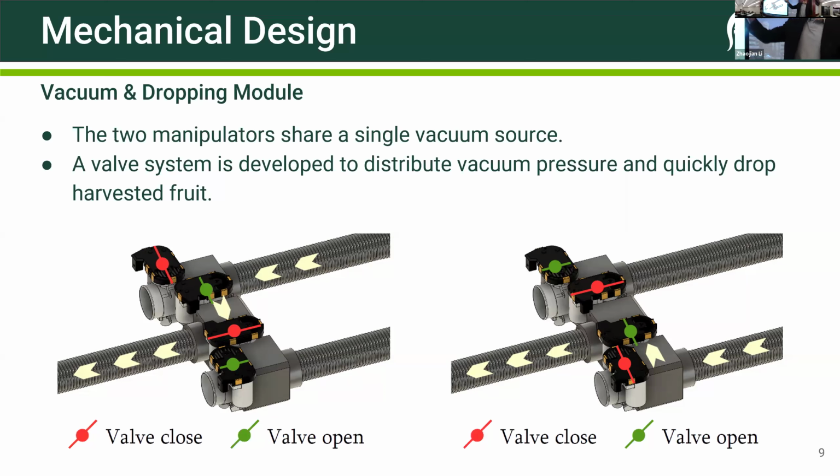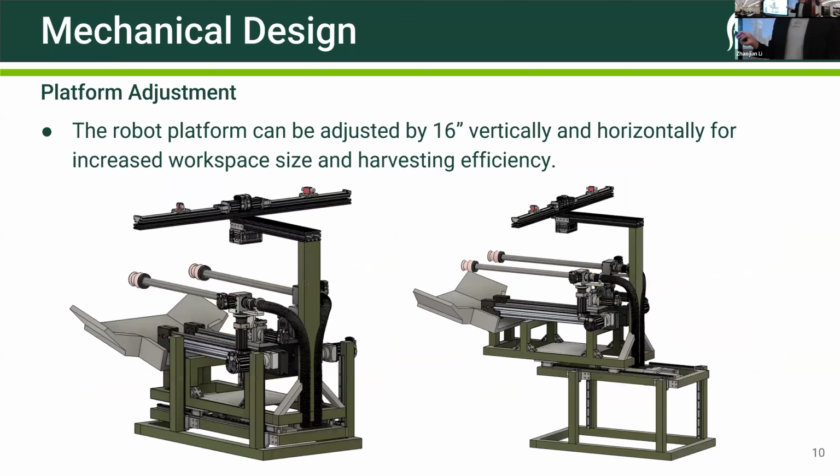Last season we were doing some coordination, and I will also show some of the algorithms we use to coordinate the vacuum and 2 arms to harvest the fruits. And the robotic platform can also go up and down and in and out to accommodate different canopy structures.